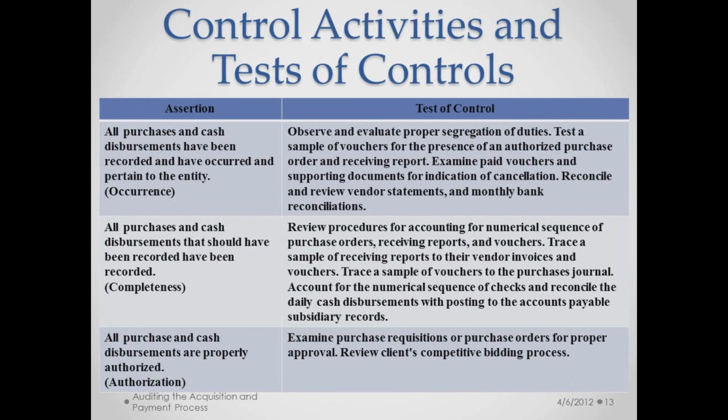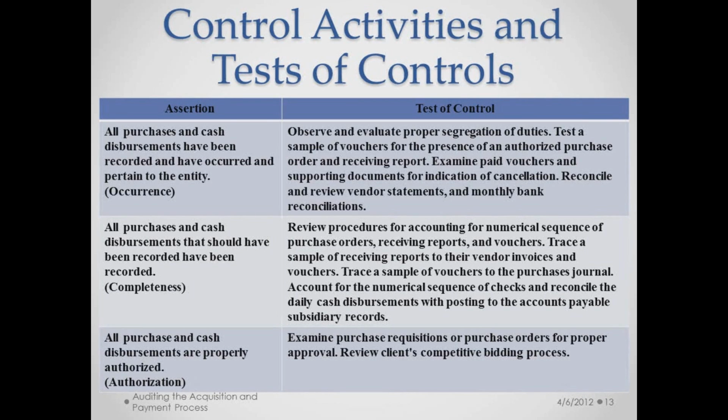So if you remember when you did your Pinnacle, these are some of the control procedures that you identified as being control strengths, right? Key controls, and they were there. Reconcile and review vendor statements and monthly bank reconciliations. Then we test for completeness. Right? All purchases and cash disbursements that should have been recorded have been recorded.